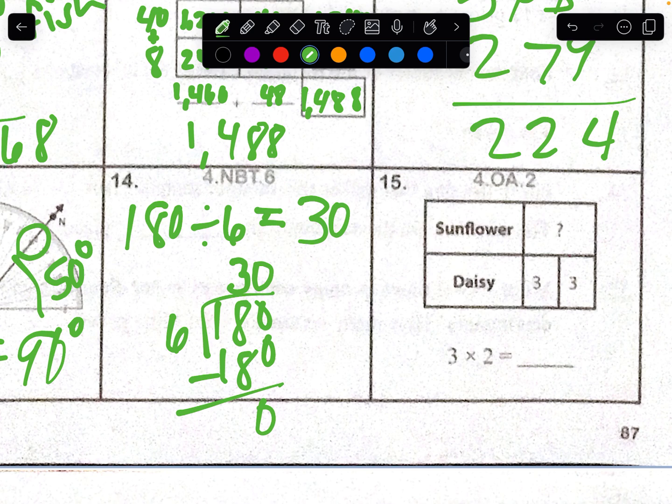All right, number 15, we have a daisy, 3 feet tall. The sunflower is 2 times as many. How tall is the sunflower? That would be 6 feet.